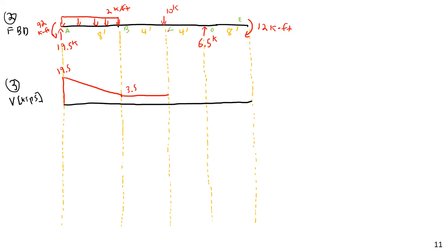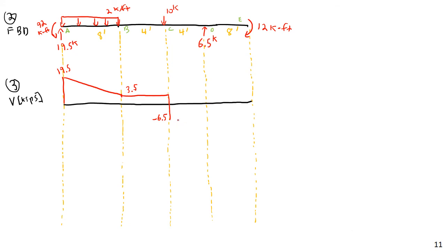Now, at point C, I have a point force, and that's going to cause a downward drop in the shear. The point force is going to cause a drop equal to its magnitude, and it's a downward force, so it's going to cause a drop. 3.5 minus 10 is going to be negative 6.5. So negative 6.5 here.